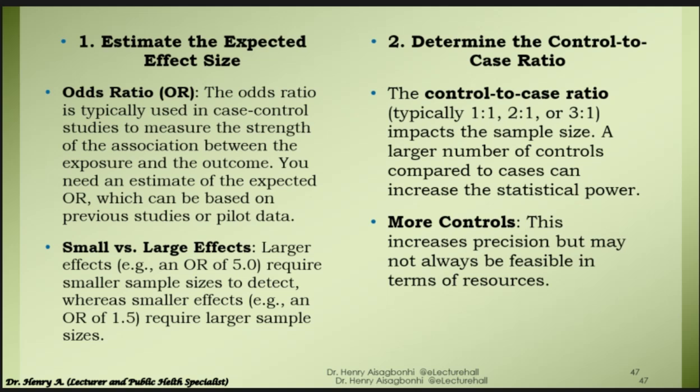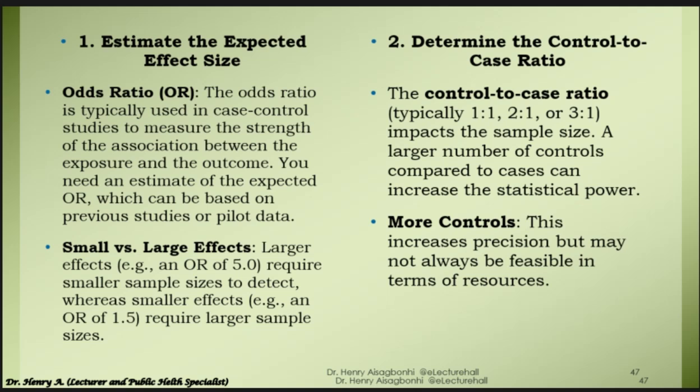Number 2, small versus large effects. Why do we need to do a correct sample size calculation? Because there are issues of small versus large effect. A large effect, for example an odds ratio of 5.0, requires a smaller sample size to detect, whereas a smaller effect, for example an odds ratio of 1.5, requires larger sample sizes.